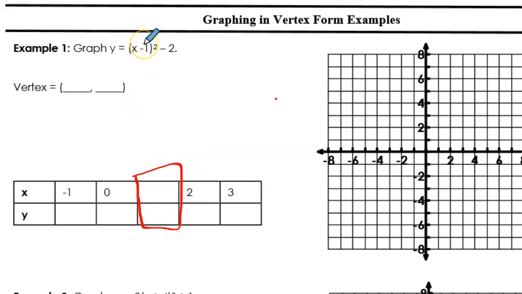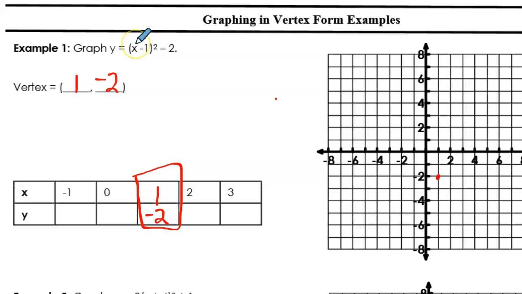Our vertex is going to be this h and this k is what drives it. We take the opposite of this side, so our vertex is going to be at positive 1. Let's put a positive 1 in here. And negative 2. Let's put our negative 2 down here. And let's go over here on the graph and plot that. Positive 1, negative 2. So that's going to be about right there. That's our vertex.